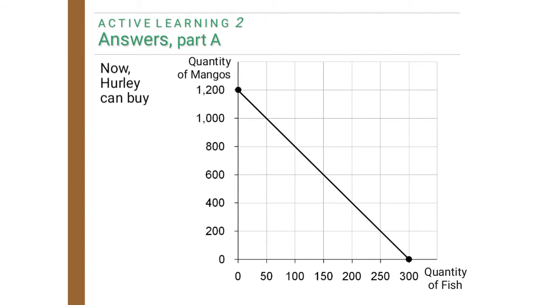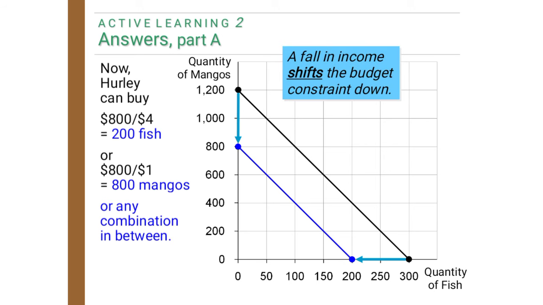So we have our first budget line, where he was buying 1,200 mangoes or 300 units of fish. Now the income drops to 800. He can now buy only 200 fish, or 800 mangoes. So what do you realize? That there's a bodily shift in the budget constraint downwards. So this tells us that when there's a decrease in income, the budget line shifts downwards or inward.